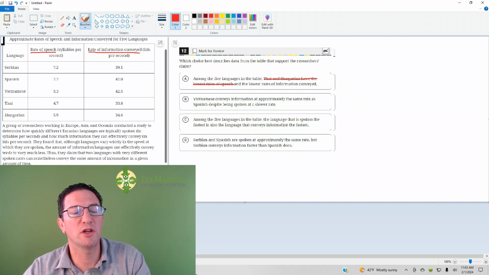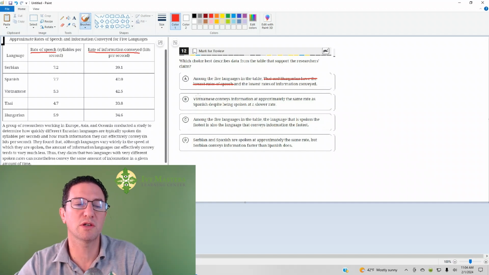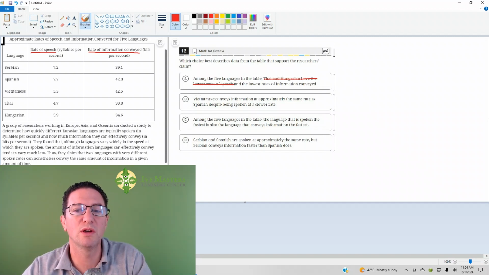So information conveyed is the right column, and we're looking at Vietnamese and Spanish. 42, 42.5, that's pretty close. Despite being spoken at a slower rate. So which one's spoken at a slower rate? Vietnamese. Is it? Yeah, 5.3 versus 7.7. B looks like it's a good answer, but like we said before, more than one answer choice could be true based on the table, in which case we got to go to the question in the passage.